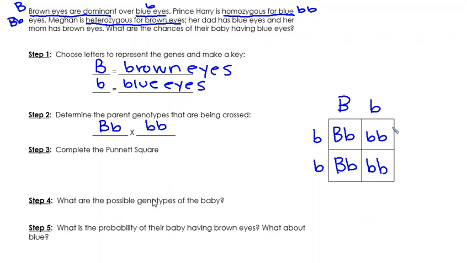Once the Punnett square is filled out, we can go ahead and answer the next question. Step 4 says, what are the possible genotypes of the baby? So here we just write the possible gene combinations, or the genotypes. The possible genotypes would be big B, little b, or little b, little b.